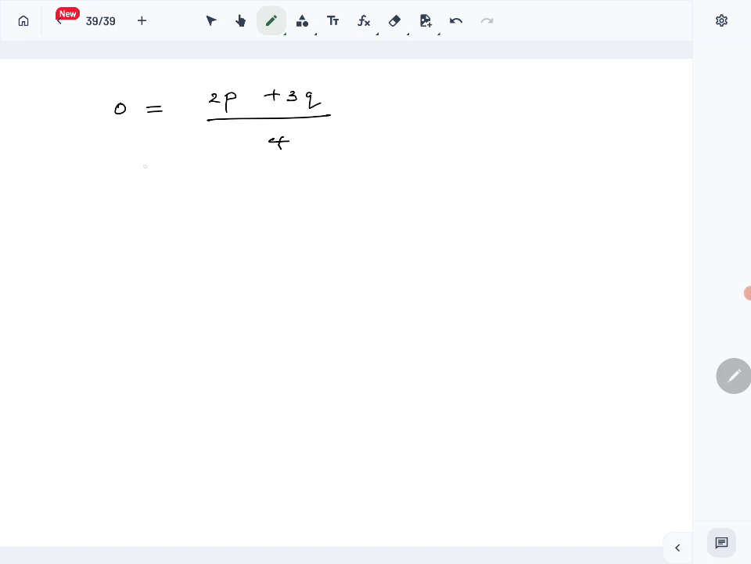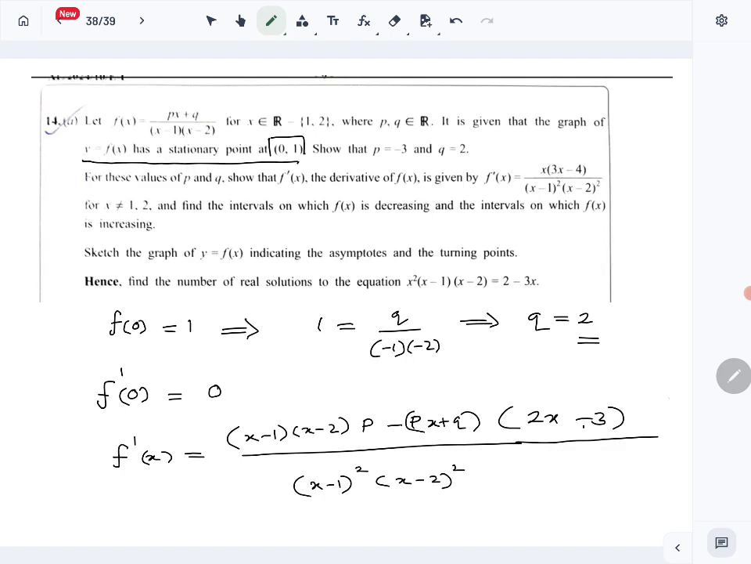Now from there we know 2p plus 3q has to be equal to 0. Then p is equal to minus 3 over 2 times q, and we found q to be 2, so p is equal to minus 3. So that part is also done. Okay, so we have shown p is equal to minus 3 and q is equal to 2.